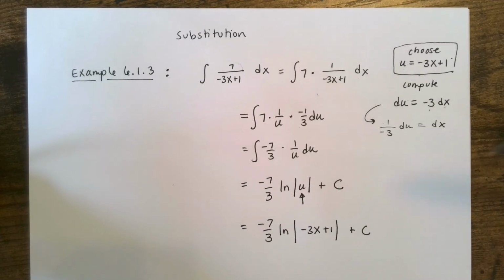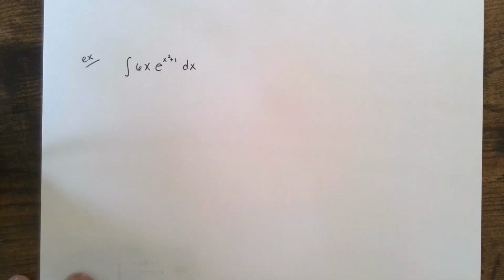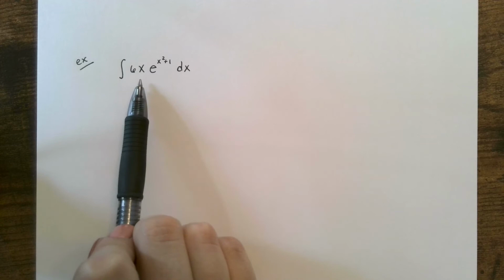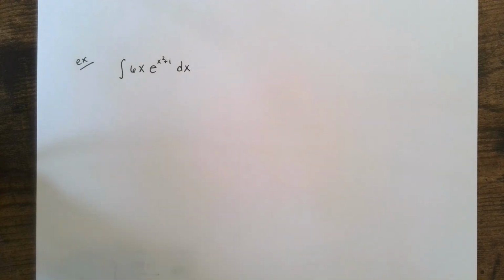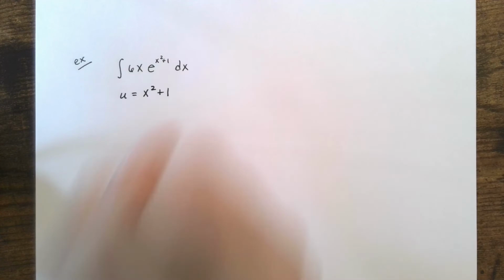Okay, so that's my final answer here, and we'll do one more example in this video. So same method, same substitution method here, but now we're integrating something a little bit busier. So our substitution here is not going to be a linear function. So what we have is, of course, 6x e to the x squared plus 1 as my integrand. So my choice is going to be u equals x squared plus 1.